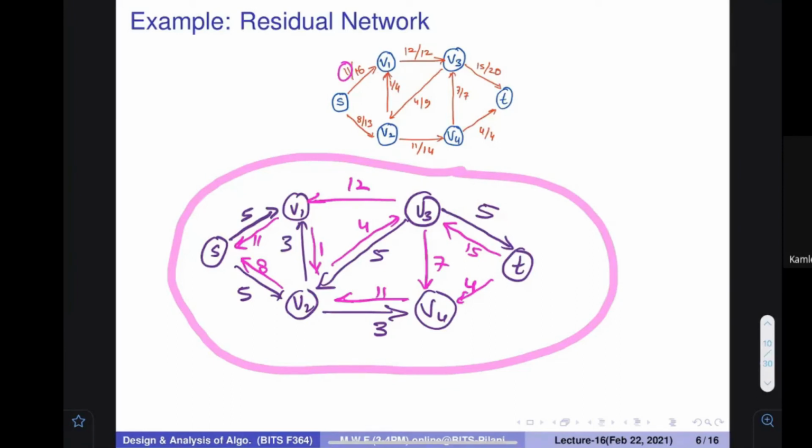Okay. Rahul is asking, sir, should the augmenting path contain only residual links, or can it contain flow links as well? I'm telling you that you can take anything. It can take anything, because if you go in the direction of flow, you are reducing the flow. It doesn't mean anything else.